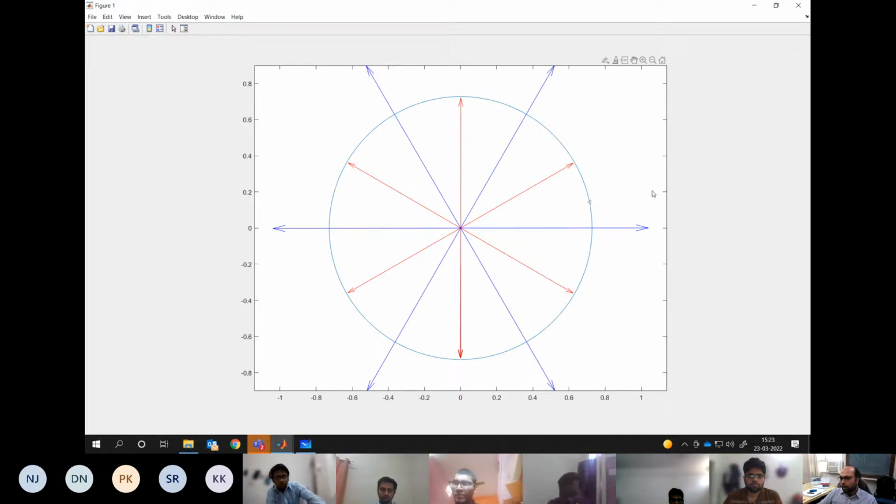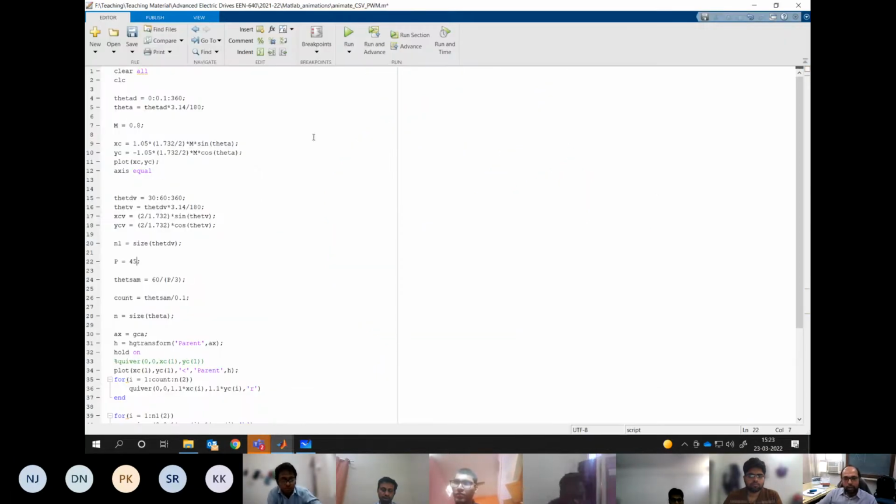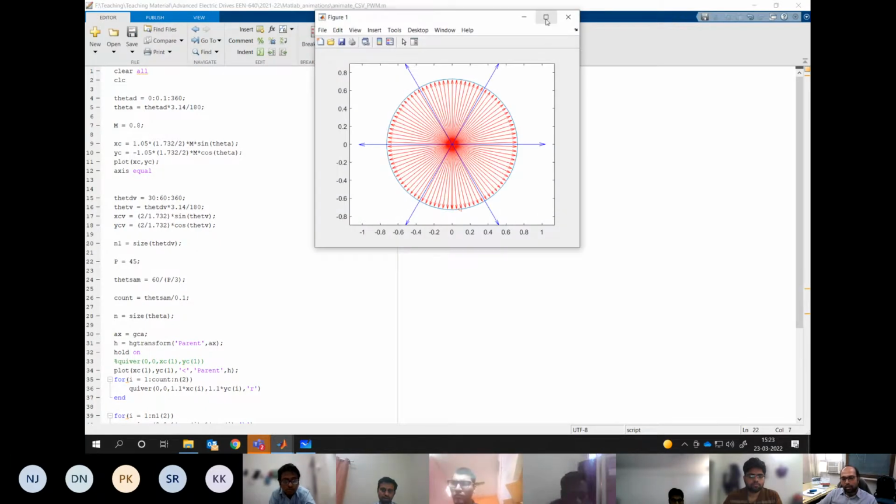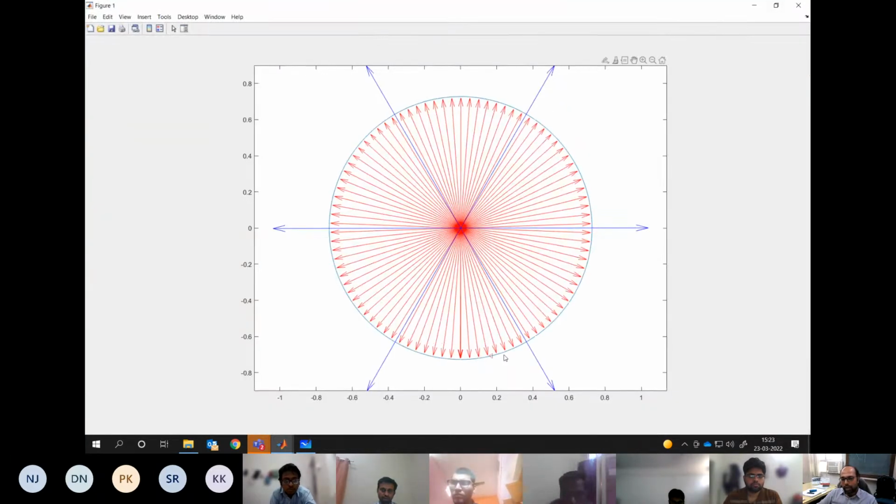That's a very crude approximation. Whereas if you go for a very high pulse number, say 45, you see how smooth this will look. How smoothly we are realizing each and every voltage vector which is coming as a sample. So the more samples you have, the better the approximation you are making for the voltage vector which is rotating on the circle.